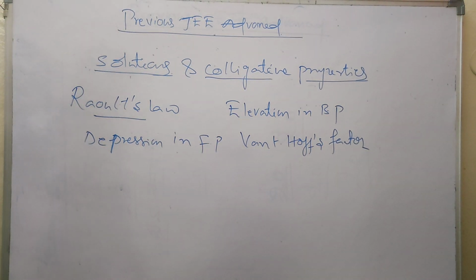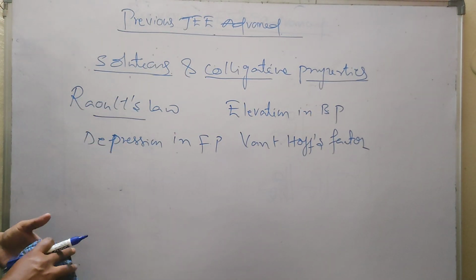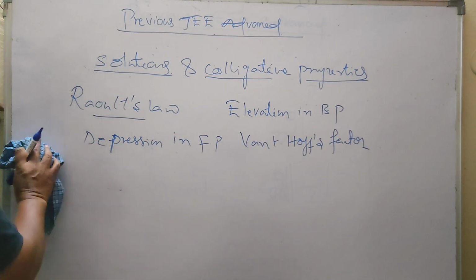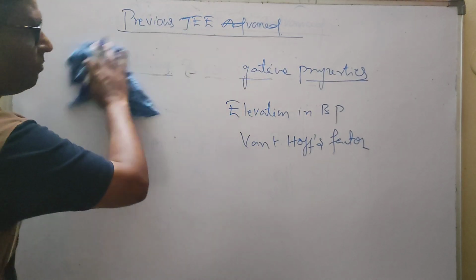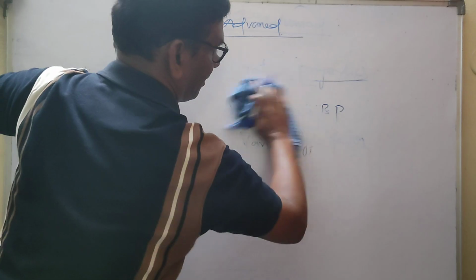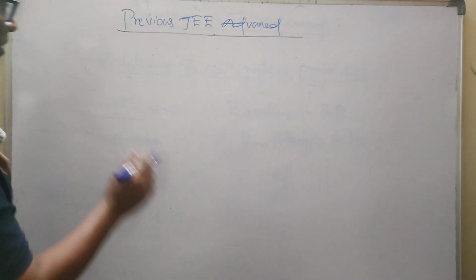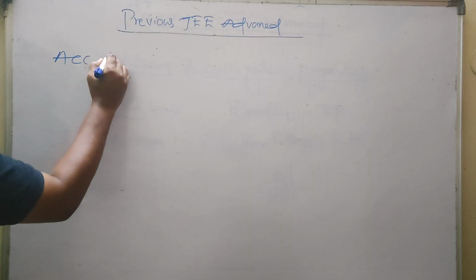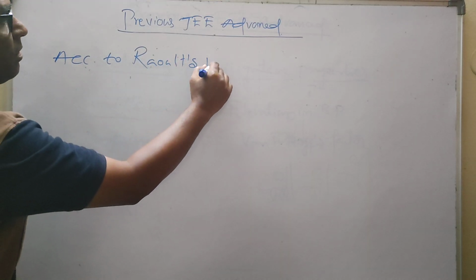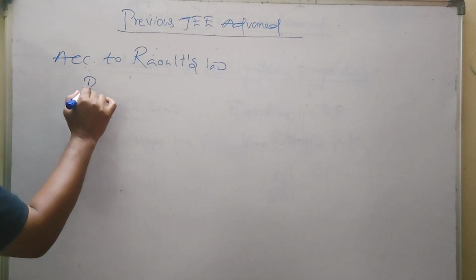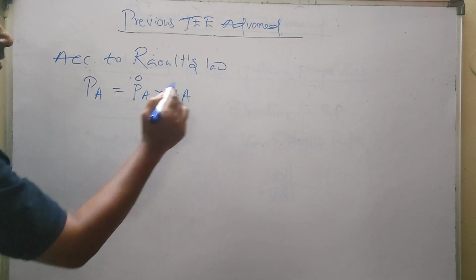So you know what Raoult's law is. First of all, I am briefly discussing these things, then after that we go to the problems. See, what is Raoult's law? According to Raoult's law, PA is equal to P naught A into XA.